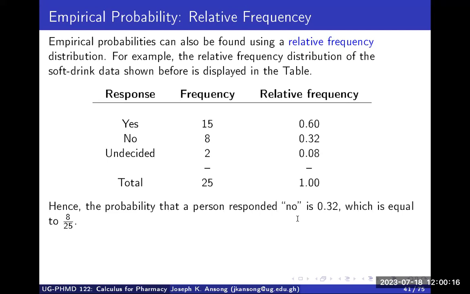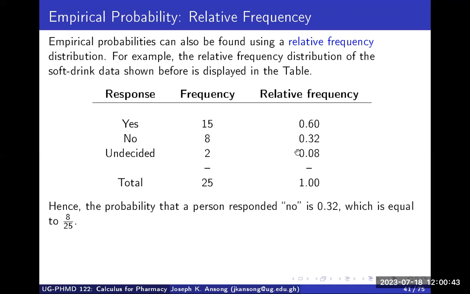All right. So in other words, you could put the probabilities right as relative frequencies. So you take the example we showed before, right? Those who said yes, no, and undecided. You take 15 out of the 25 will give you the relative frequency of 0.6. 8 out of 25 will give you 0.32. 2 out of 25 is 0.08. If you add all of this, you should get 1.